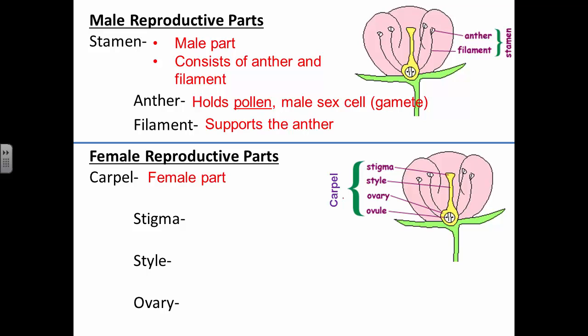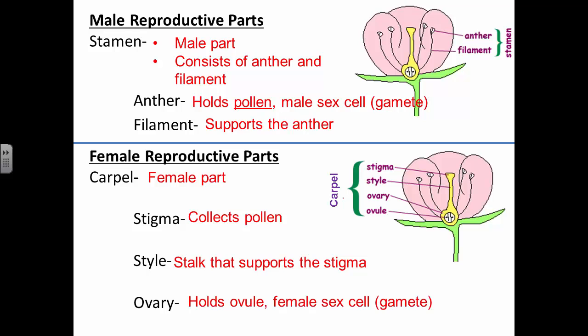What it has at the very top is a part called the stigma, and its job is to collect pollen. So in order for fertilization to happen, that stigma has to get a pollen grain on it. The style supports the stigma, keeps it up there. And then down in the base of the carpel is the ovary. And the ovary is where these little female gametes are, these ovules, these female sex cells.